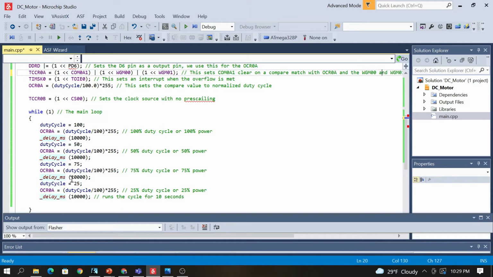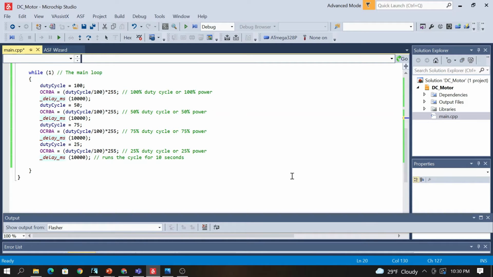Okay, so then we delay for 10 seconds. We set the duty cycle to 25. We delay that. We put that in the OCR0A register. We divide it by 100, and 25 divided by 100 is 0.25. 0.25 times 255 gives us 25% of 255. 25% duty cycle, 25% power. Delay it for 10 seconds, and we start it all over again. It works great.